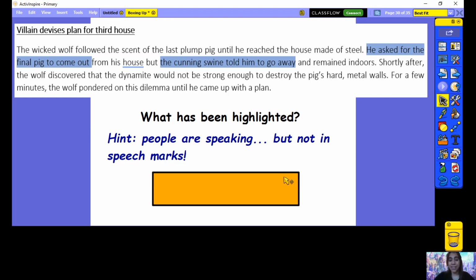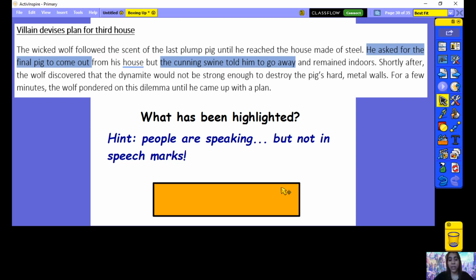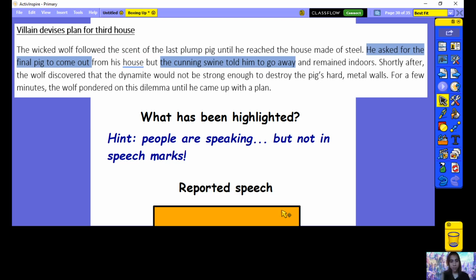Okay, let's have another drum roll. Let's see if anybody got it. It is called reported speech. Remember, imagine you're the reporter. You're saying what was said at the time of the story.